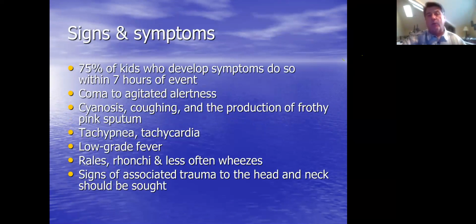So now we're talking about survivors. What are the signs and symptoms of survivors of near drowning or drowning victims who have at least made it out of the water?